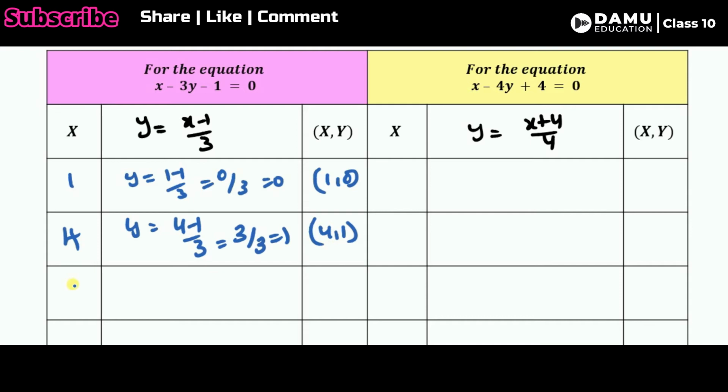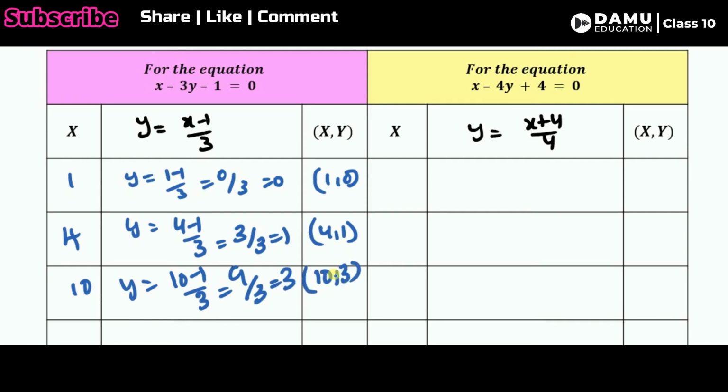Let's take another one. Let's take around 12. 12 minus 1 will be 11, so that's not divisible by 3. Let's take 10. So y will be equal to 10 minus 1 by 3. What is the answer? 9 by 3, we will get it as 3. So 10 comma 3.